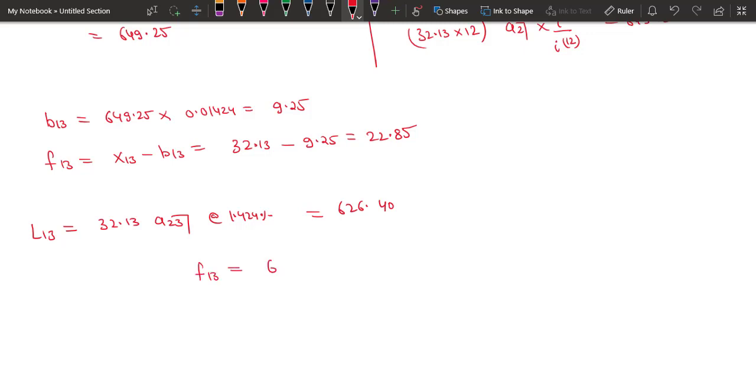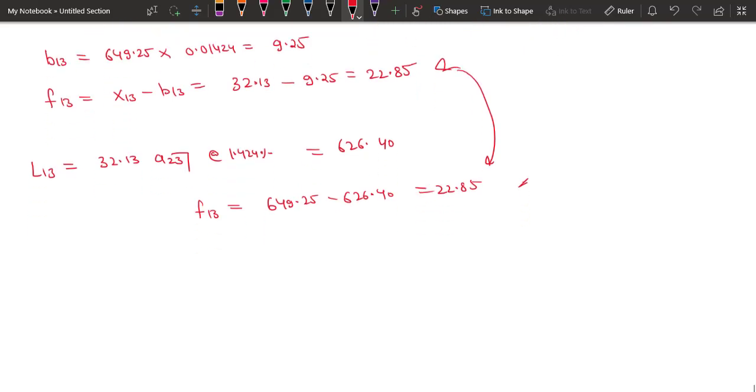F13 will be equal to 649.25 minus 626.40, which will be equal to 22.85. See, the answer is same. So whether you use the first method for calculating the capital part or this method, the answer is going to be same.